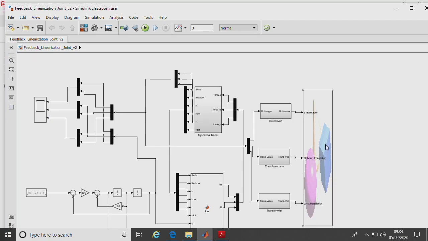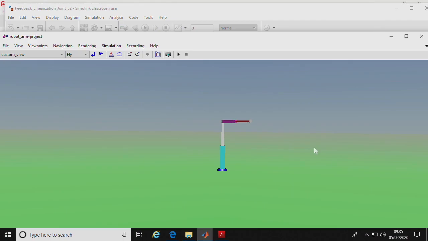I'll possibly show you at first an example where we have that kind of robotic arm. We will look at robotic arms of that kind of structure, and what we can see here.